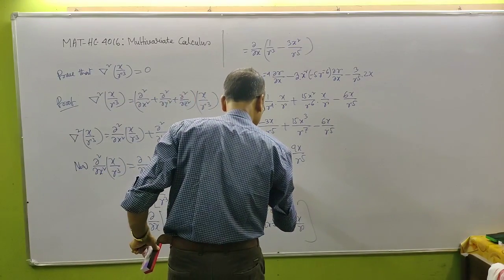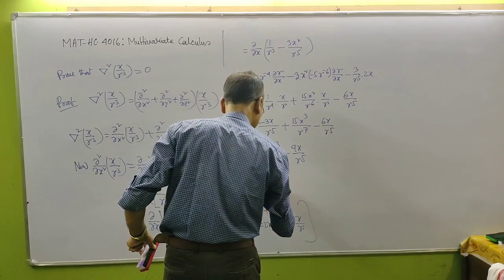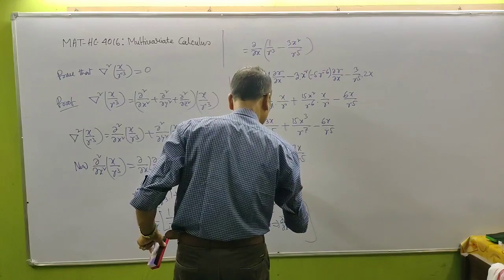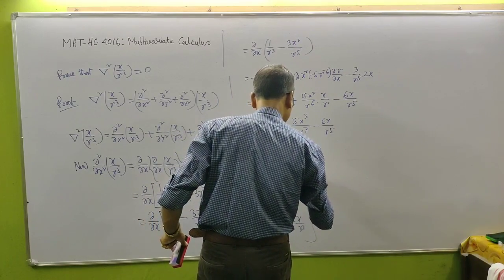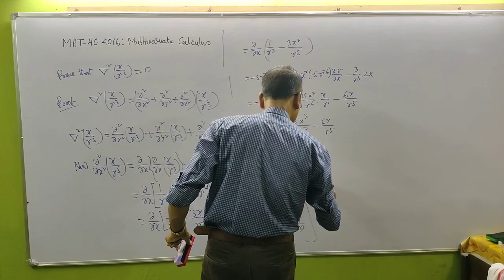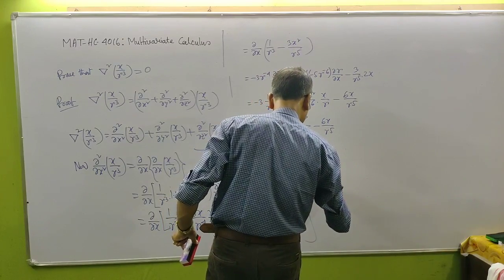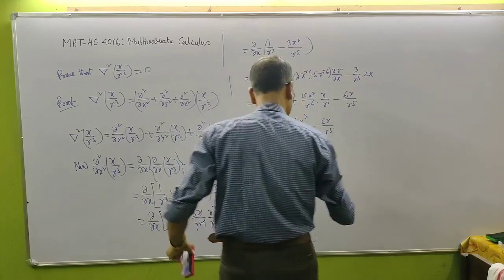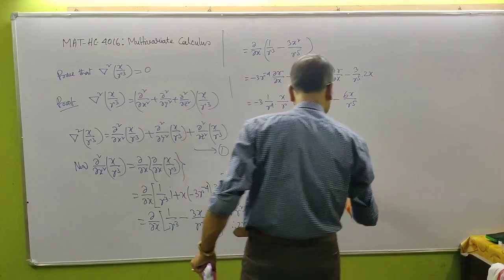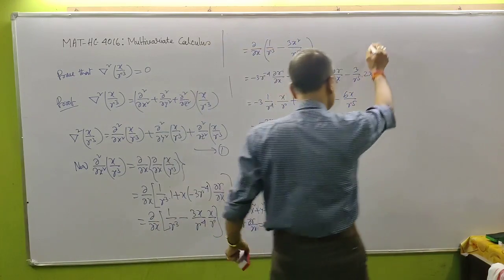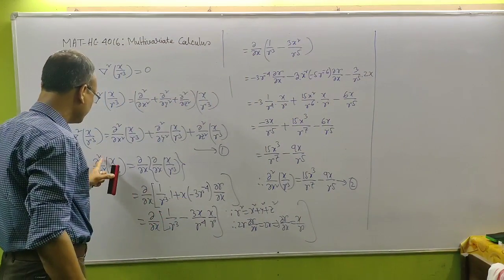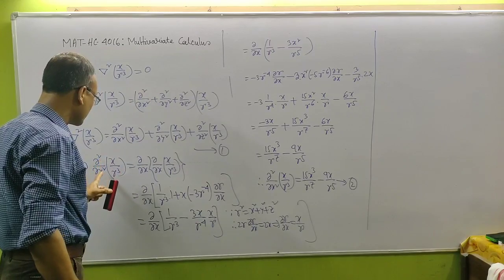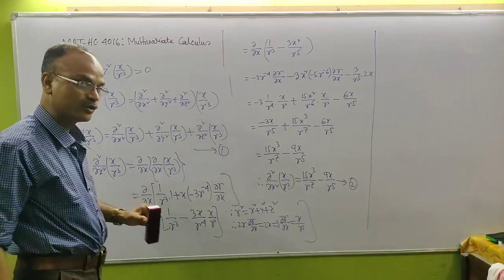Therefore, del square by del x square of x by r cube is equal to 15x cube by r to the power 7 minus 9x by r to the power 5. Suppose this is number 2. This is number 2.